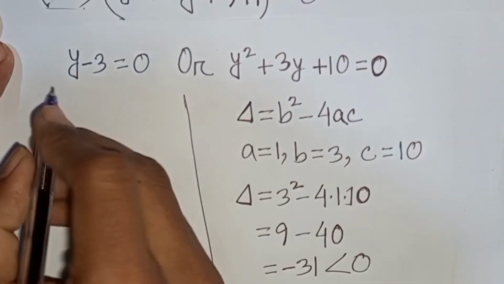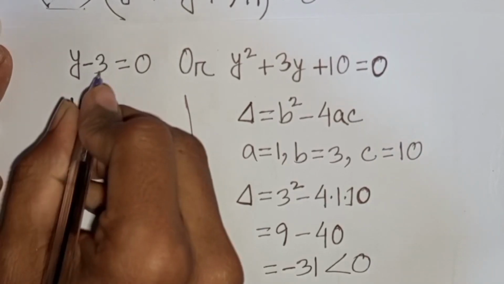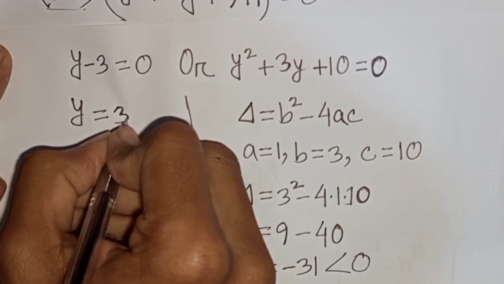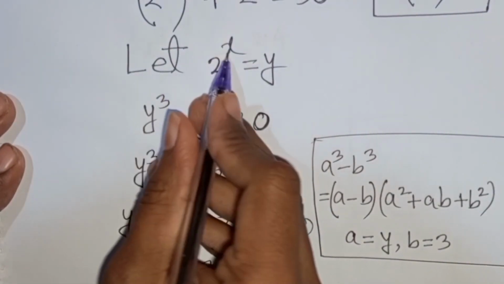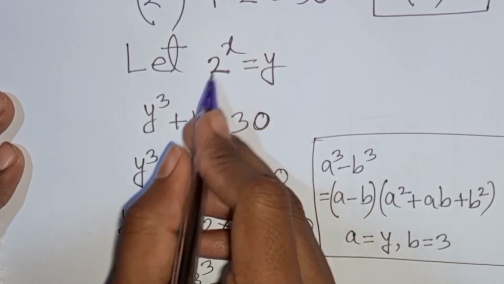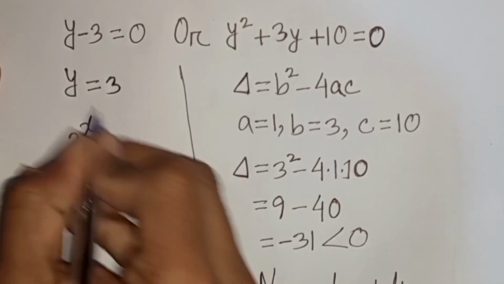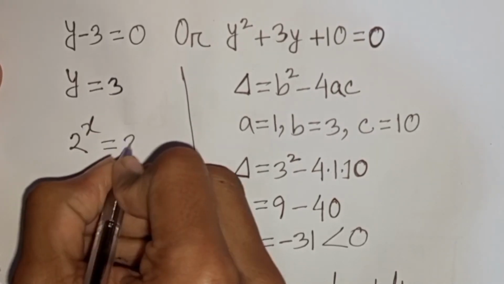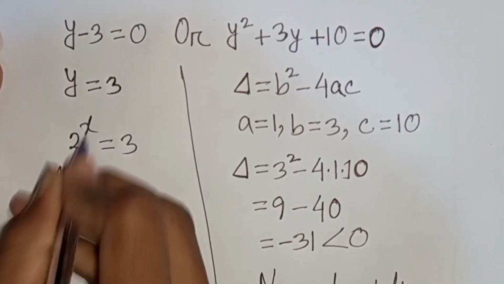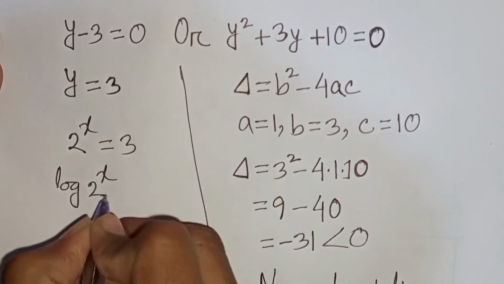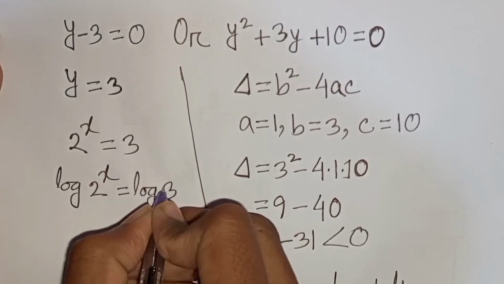Now from here y is equal to this, minus 3 taken to the right side, so this will be plus 3. Now we see y is equal to 3, but remember that we let 2 power x be substituted by y. So y, that means 2 power x, is equal to 3. Now we take log on both sides. You can write here log of 2 power x is equal to log of 3.